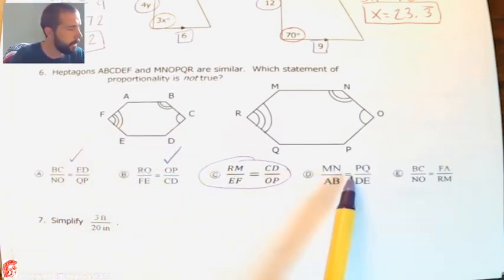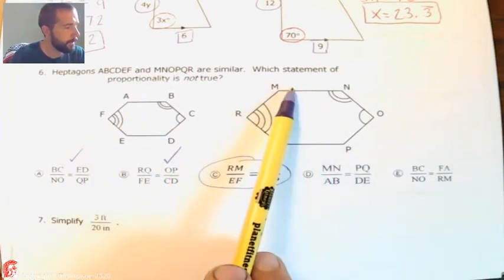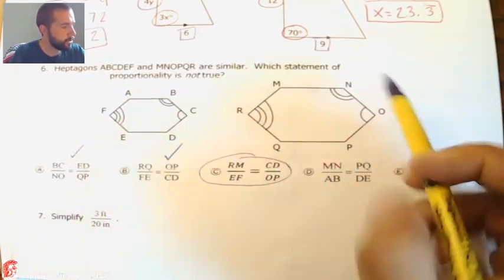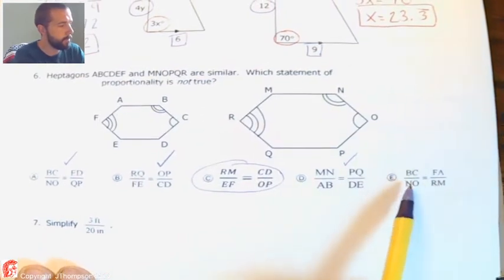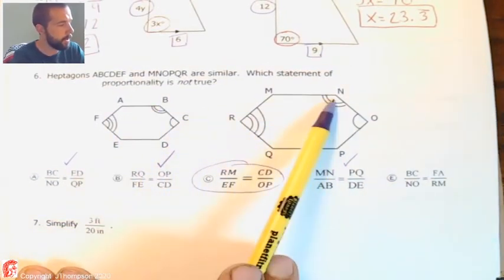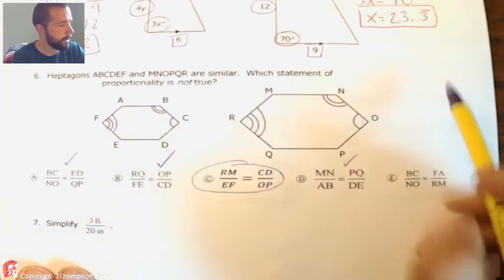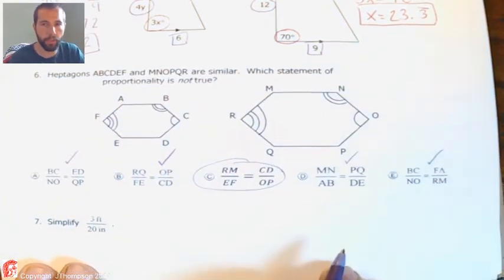Okay, and then the next one, MN over AB, that matches. PQ with DE, that's true. And then the next one, BC matches with NO, that's true. And then FA matches with RM, so that's also true. So the only one that was not true was C.